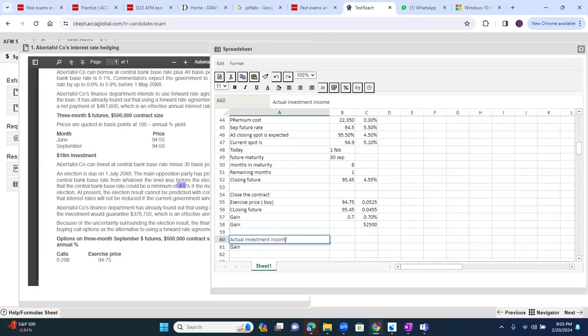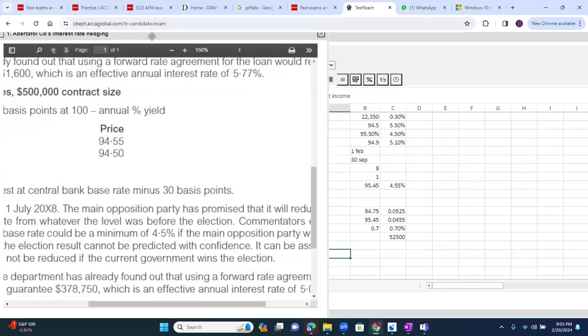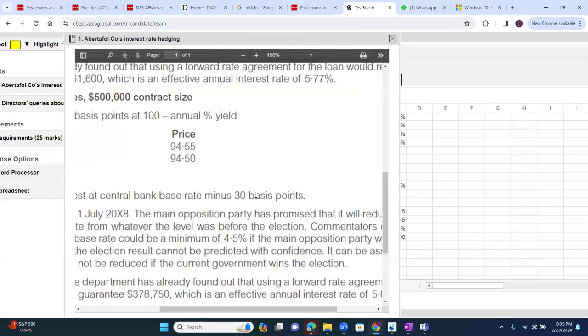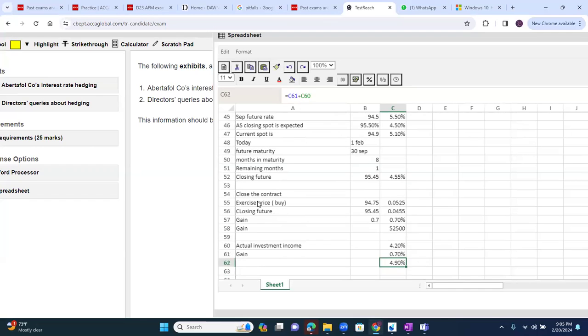Now actual investment income. So now interest rate moves to 4.5% minus 30 basis points. And gain, now gain will be added.